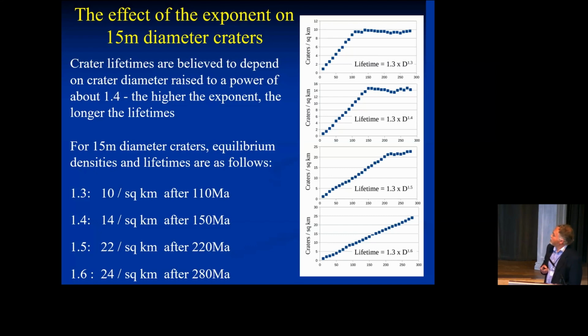So for a power of 1.3, the steady state situation, this is for 15-meter diameter craters, is achieved after 110 million years. If it's 1.4, it's not achieved until 150 million years, and so on. So at 1.6, you can get an equilibrium concentration of 15-meter craters of about 24 per square kilometer.